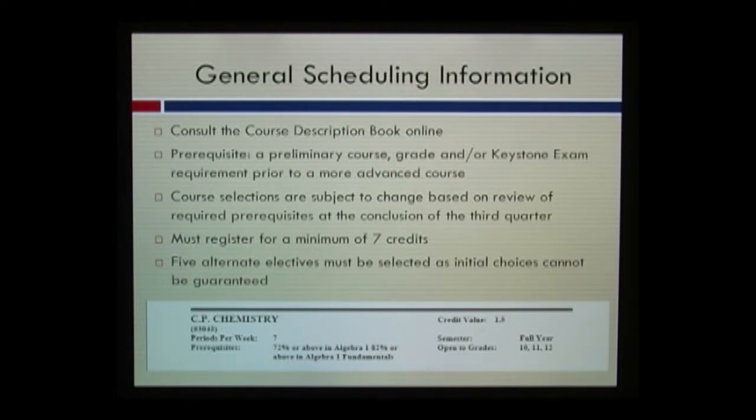And at the bottom of this slide is just an example of a prerequisite. So for example, for CP Chemistry, you need to have a 72% or above in Algebra 1 or an 82% or above in Algebra 1 Fundamentals. There are a variety of prerequisites for different courses. Please make sure that you pay attention to those as we're going through this scheduling process.